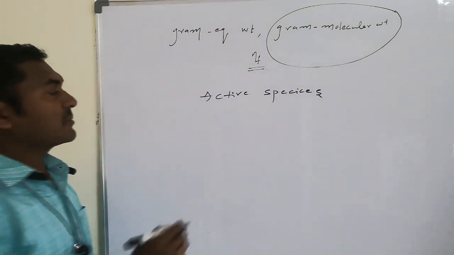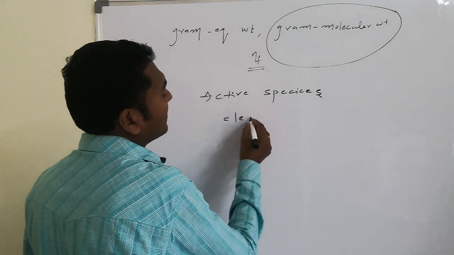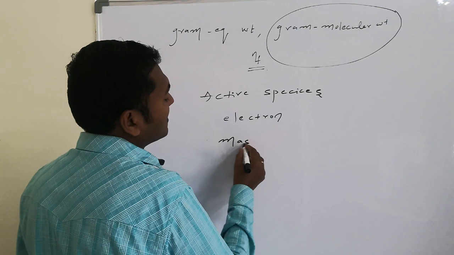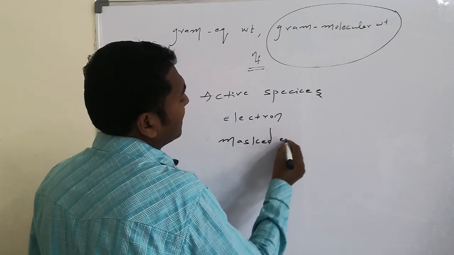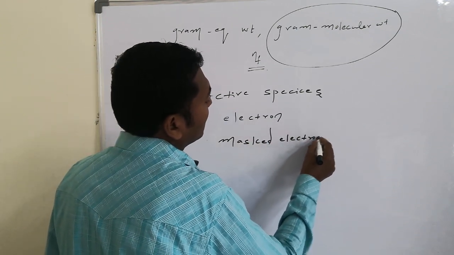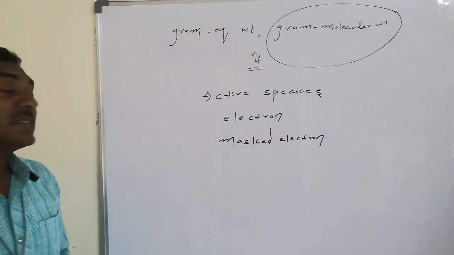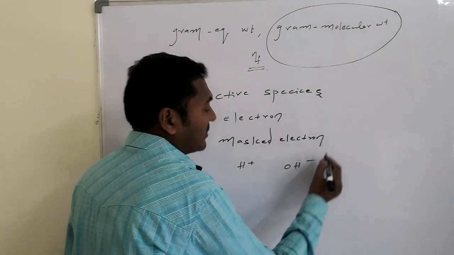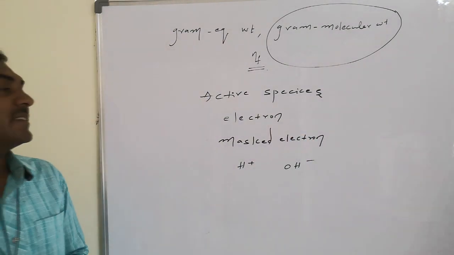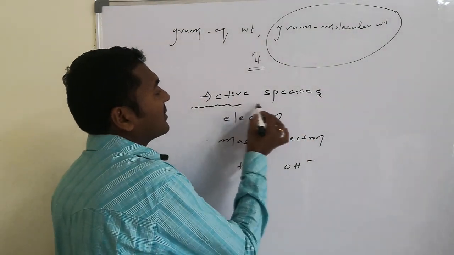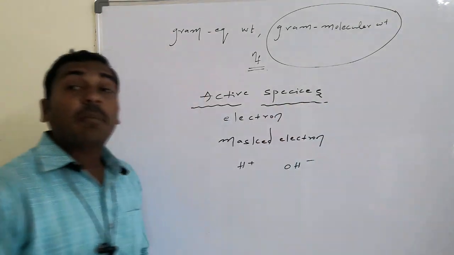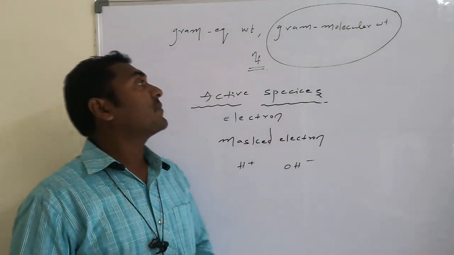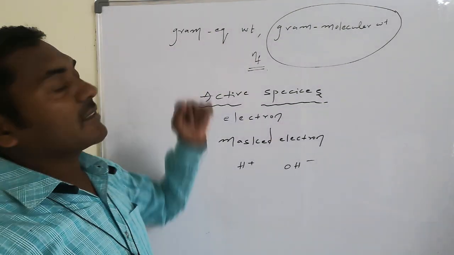What is the active species? Generally, it is a direct form of electron, or it can be a masked form of electron. Sometimes it can be a deficiency of electron, that can be an H plus ion in some cases, or an OH minus ion in some cases. These are all said to be active species. The number of active species generated from a molecule is the reference, and the corresponding weight is said to be what?